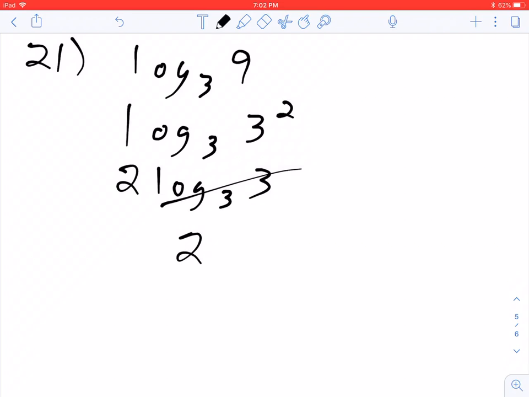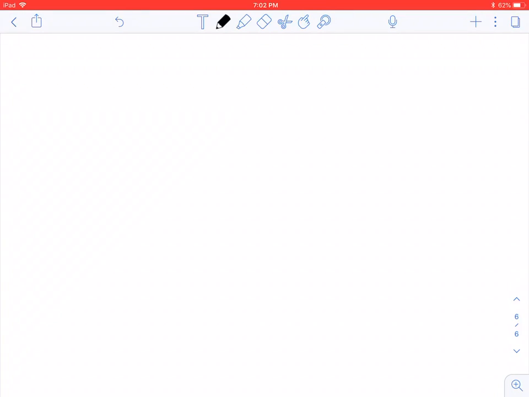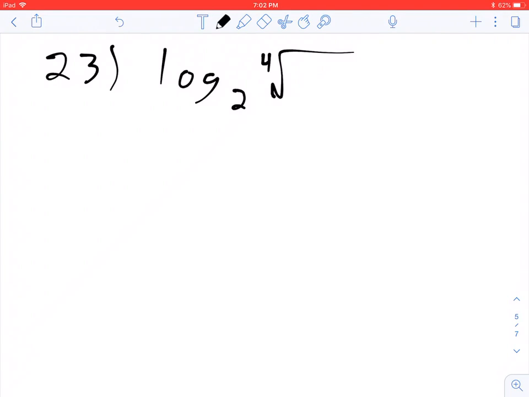Here is number 23. 23 is log base 2 of the 4th root of 8. There's a lot going on in this one. The first thing you want to do, anytime you have a root, whether it's a square root, cube root, or 4th root, is rewrite it as an exponent. So we're going to rewrite this as log base 2 of 8 to the 1/4 power.